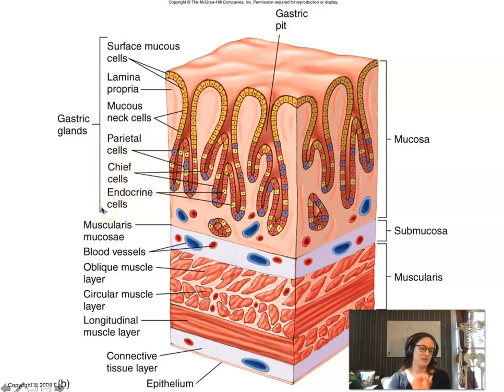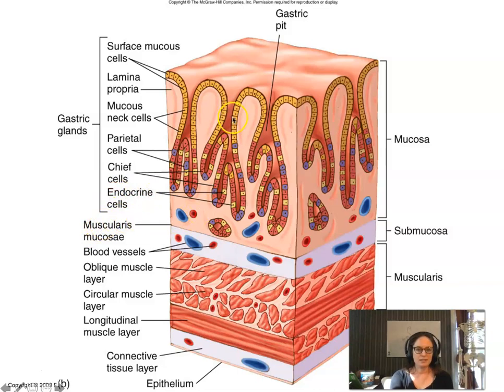I've seen these with a couple of different names. Endocrine cell is fine. We'll stick with that. Parietal cells and chief cells, those names come back again and again. You absolutely need those. We'll deal with that later.